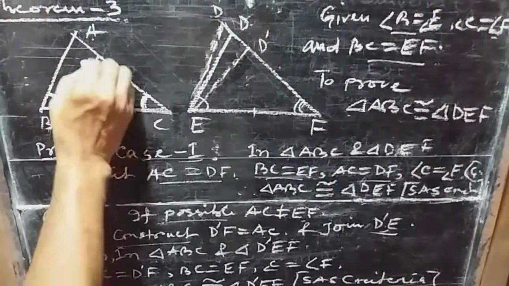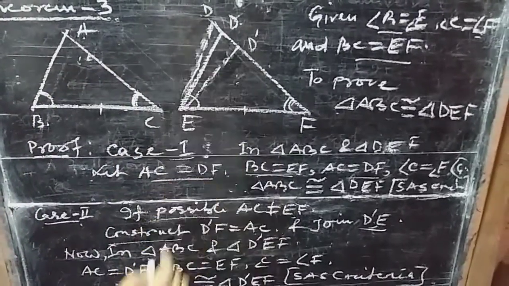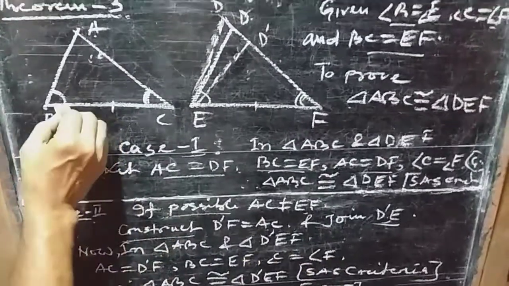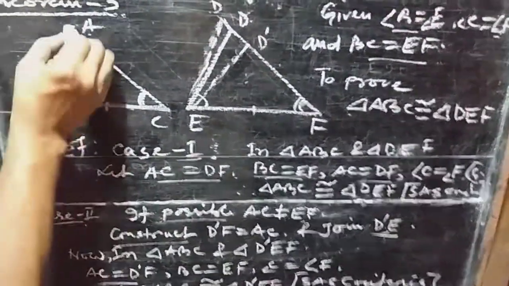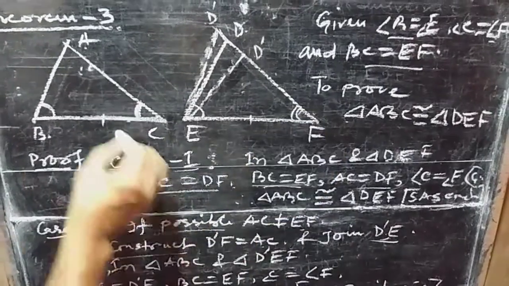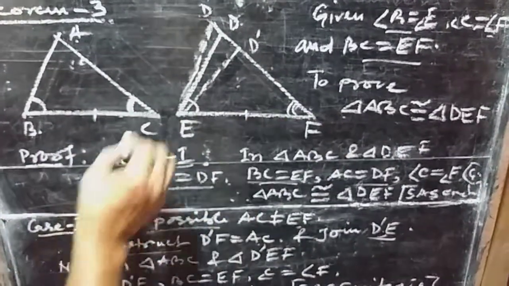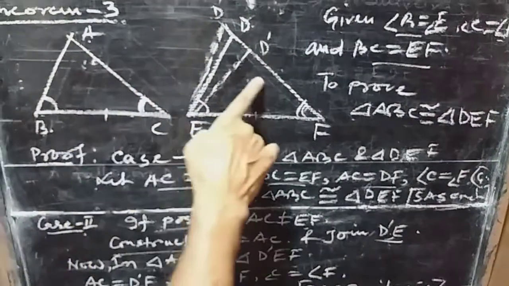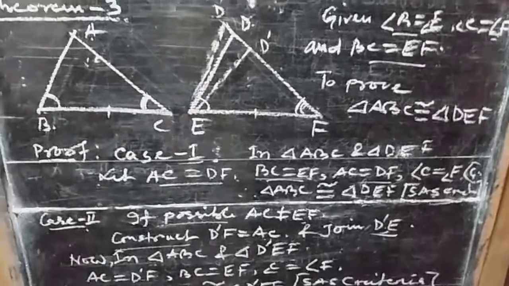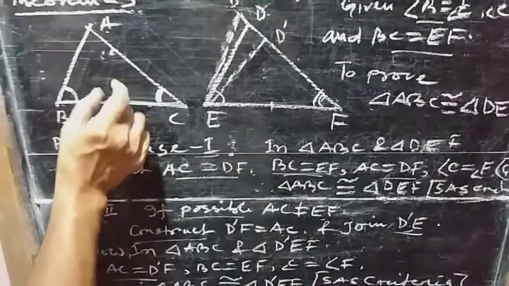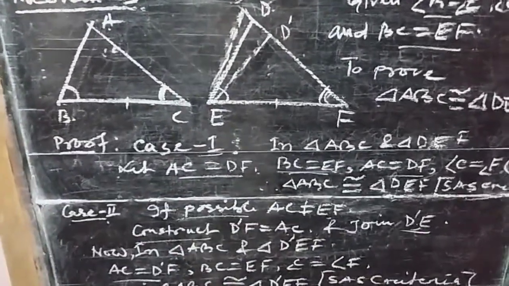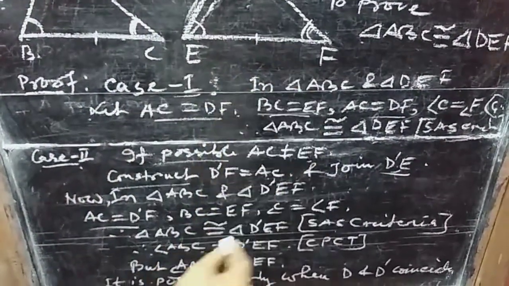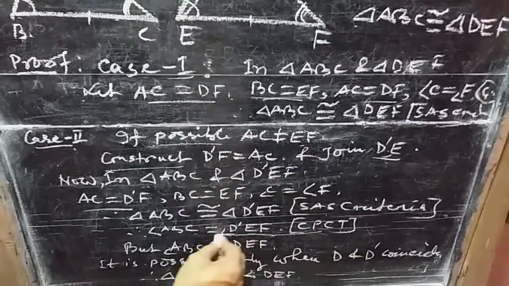Now in triangle ABC and triangle D dash EF, it is given that AC equals D dash F, BC equals EF, and angle C equals angle F. Therefore this triangle is congruent to this triangle by the SAS criterion. Therefore angle ABC equals angle D dash EF, by CPC.